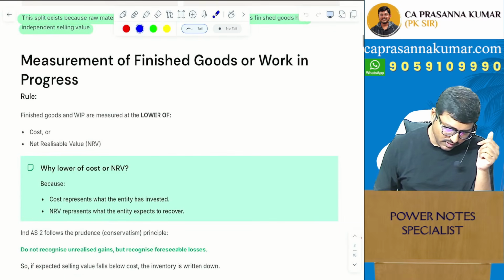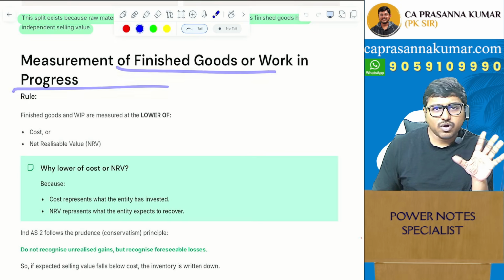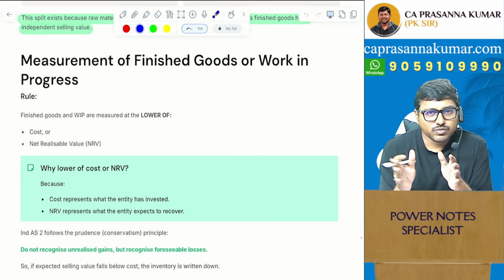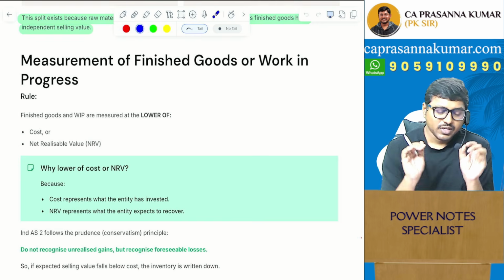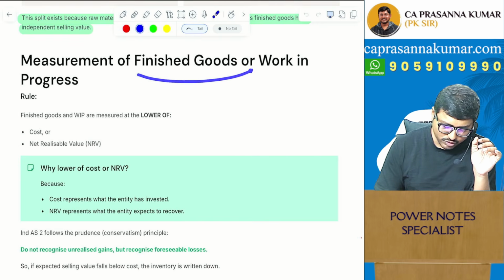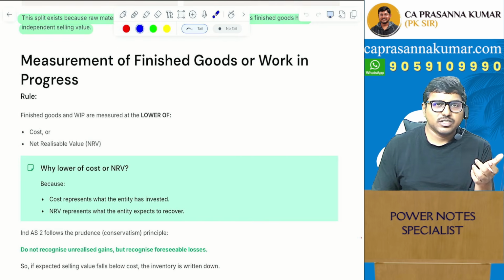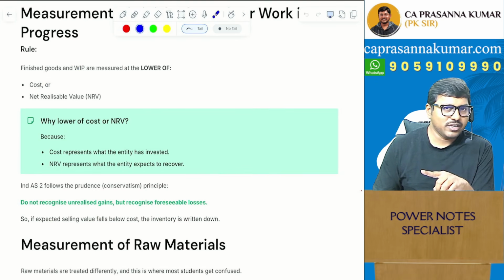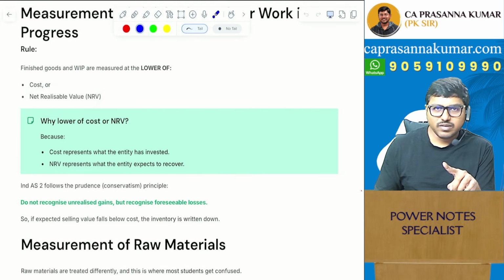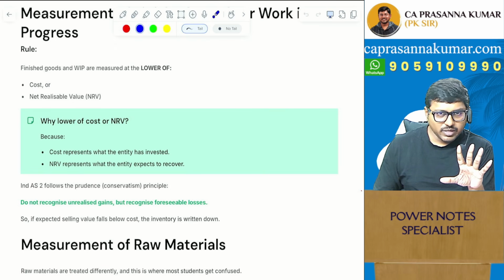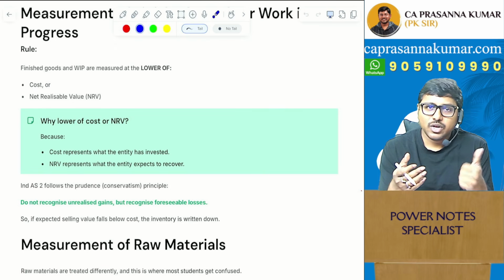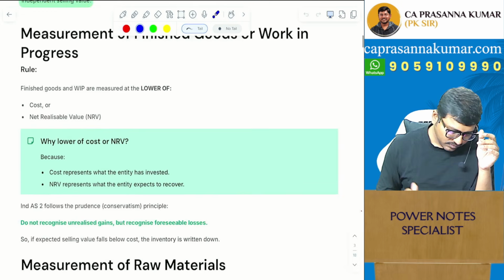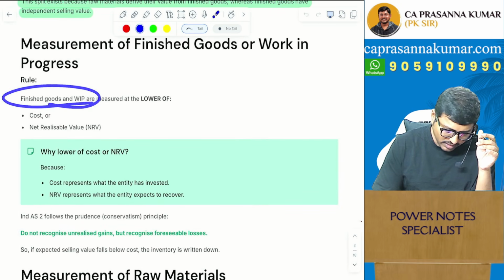So let's start with measurement of finished goods or WIP. I already told you the difference between measurement and valuation. So let's start with measurement. What is the measurement rule when it comes to finished goods as per Ind AS 2? It's very simple: cost or NRV, whichever is less. How to calculate cost? That is valuation. How to calculate NRV? That is again valuation. But how to value your finished goods inventory? Cost or NRV, whichever is less, that is the measurement rule.